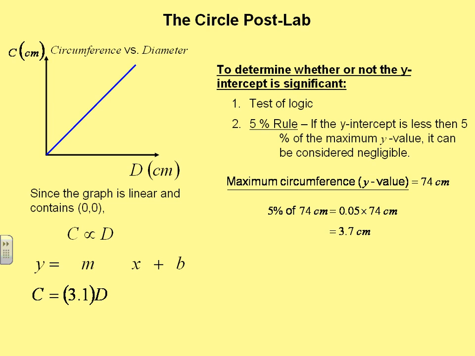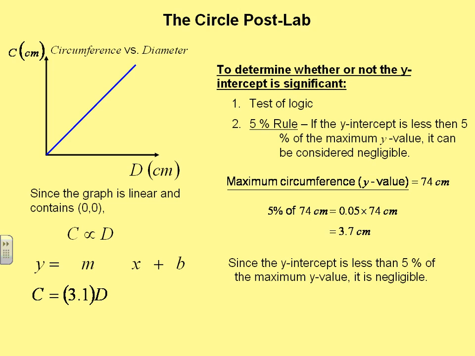Hopefully none of your y-intercepts were anywhere near that. I think the biggest I've seen is around a 1 or a 1.5 centimeter. So it's not anywhere near 5%. So we're going to say it's so small, let's just say it's negligible, and it's a 0. And since you don't have to add zeros, there's our math model. The circumference of every one of those circles we measured is equal to 3.1 times the diameter.